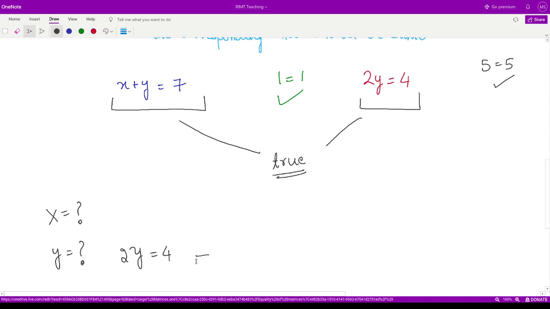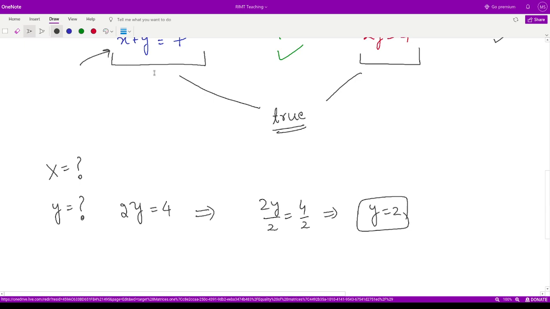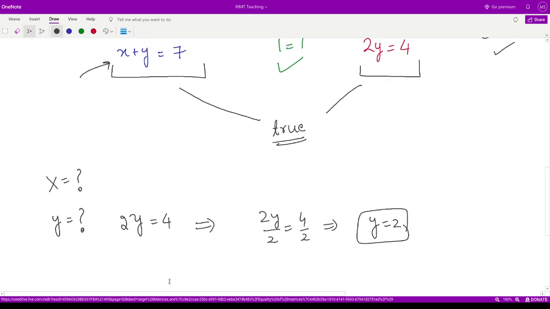2y is equal to 4. So you will divide by 2 on both sides, so that y is equal to 2. And in the first equation, how will you calculate the value of x? We will use this equation, x plus y is equal to 7.